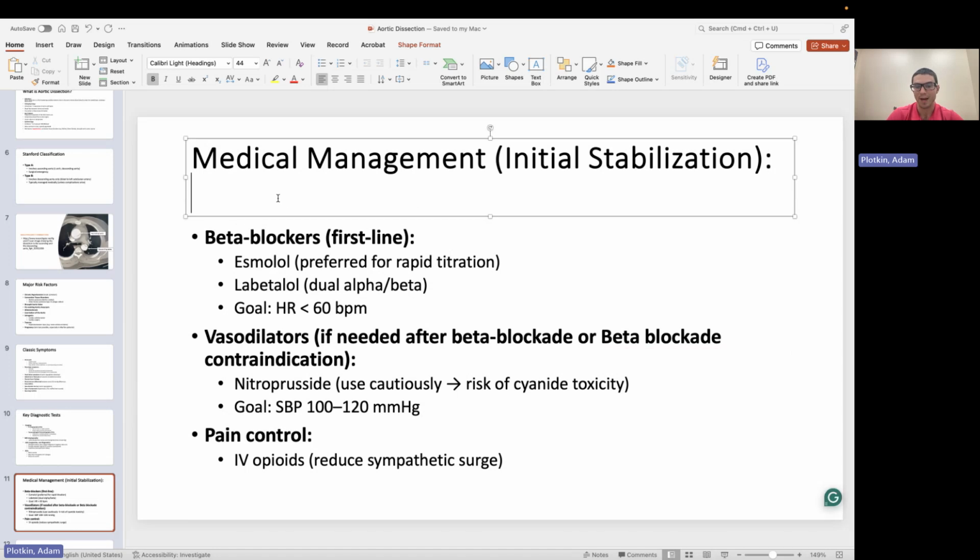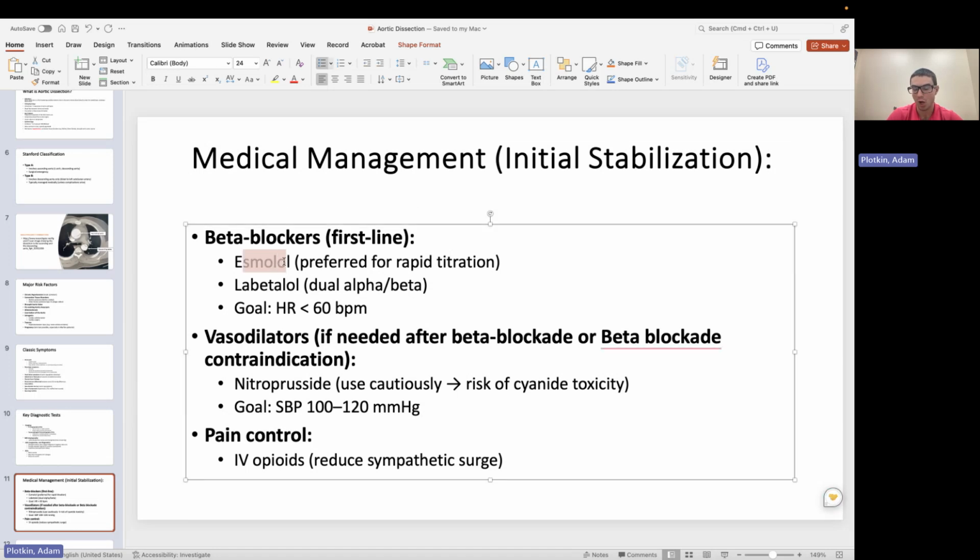So again, medical management: beta blockers first line, esmolol is preferred. It can do rapid titration. Labetalol can also be used. It's got dual alpha and beta properties. We're going to try to aim for a heart rate less than 60.